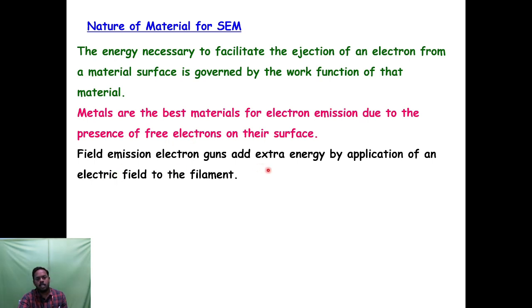Field emission electron guns add extra energy by the application of an electric field to the filament. This is more advantageous because it will give more current, more heat to the filament through the application of the electric field. That's why in some instruments it is mentioned as FE-SEM, field emission SEM. In that microscopy there will be special guns, called field emission electron guns, and they will add more energy to the filament.